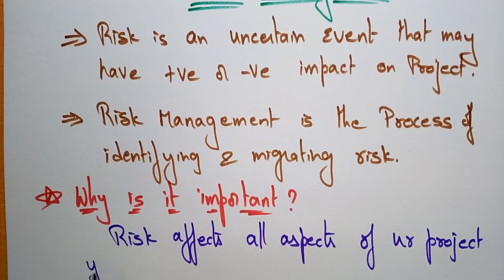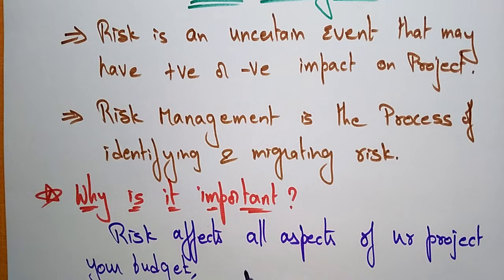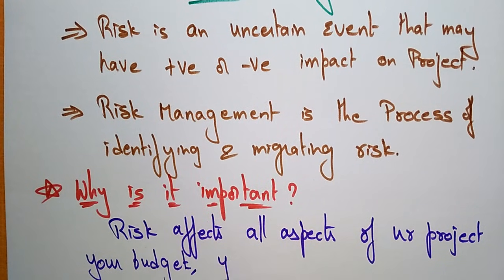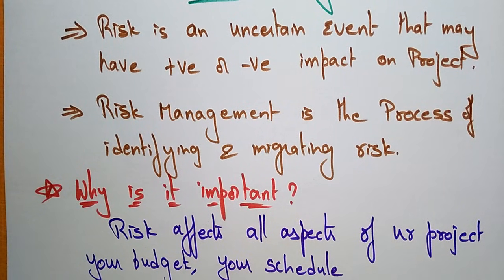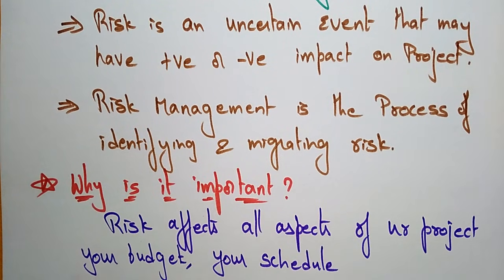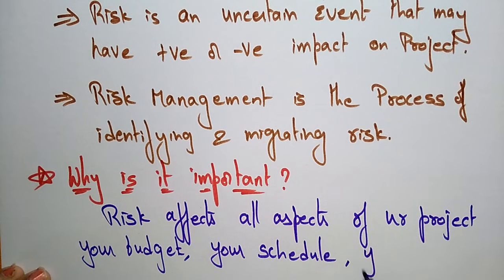That is your budget, it is going to affect your budget. It is going to affect your schedule. Sometimes with this risk, the project has to be extended and the schedule will be changed. Your budget may sometimes become higher than your expectations. Your budget, your schedule, your scope, everything will be affected. So that's why you have to manage risk carefully.